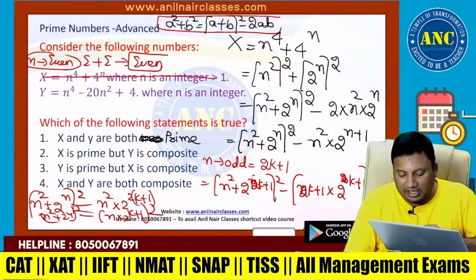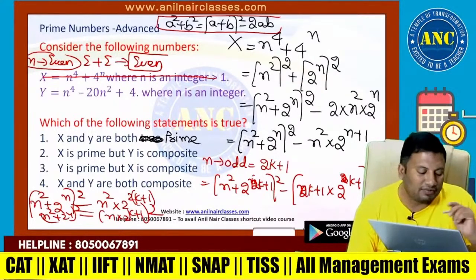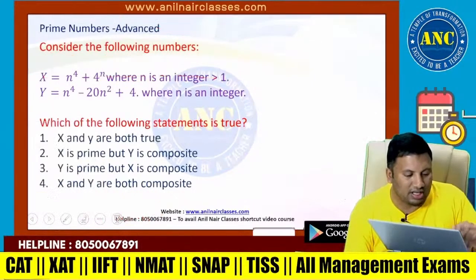Odd, anyway, it results in (a plus b) into (a minus b). None of them is giving me 1. So it is out. Second one, see here.